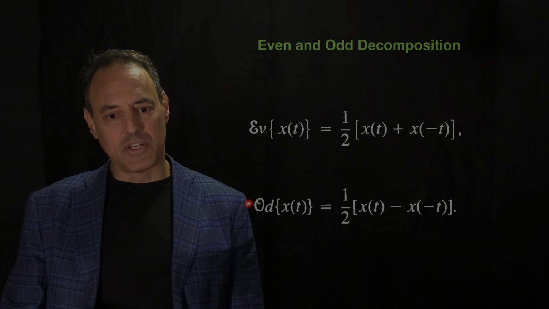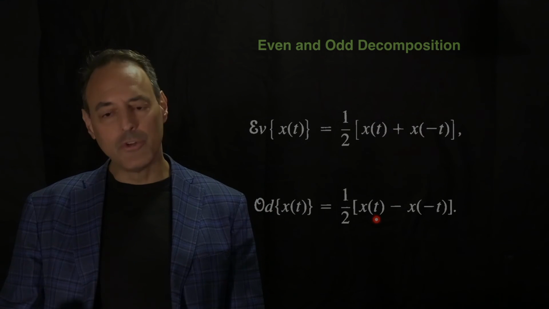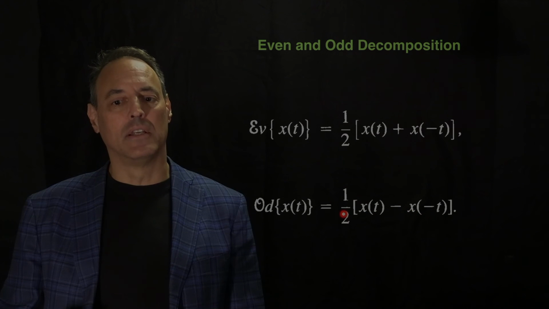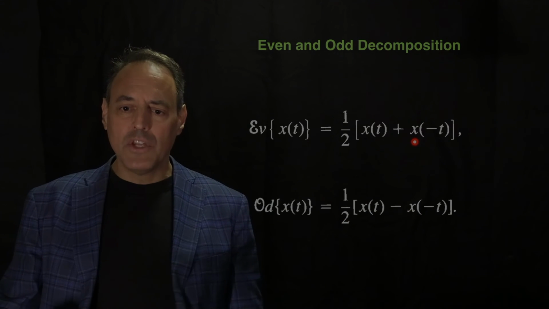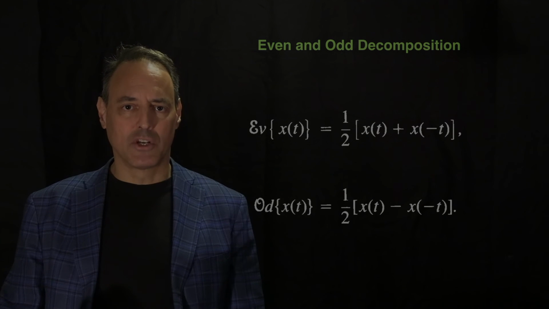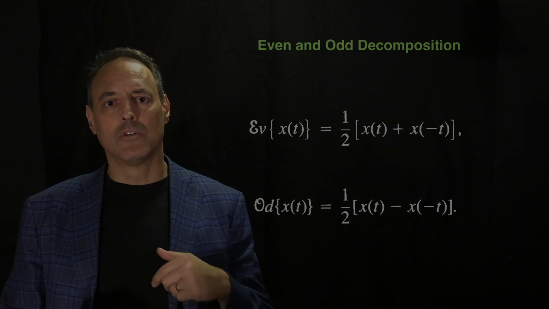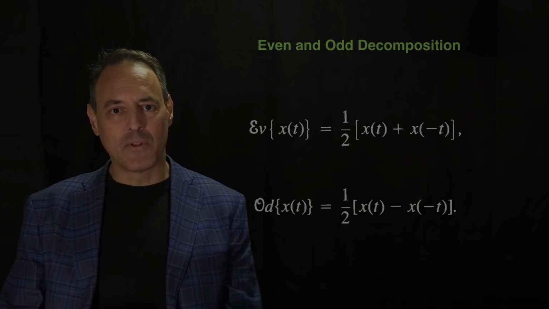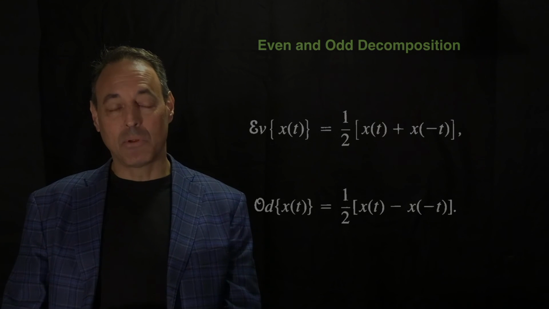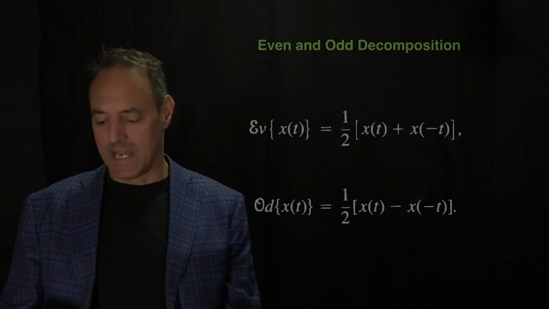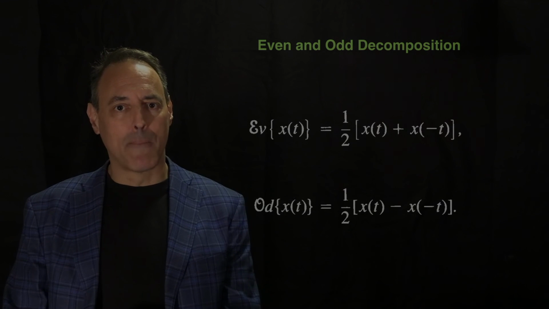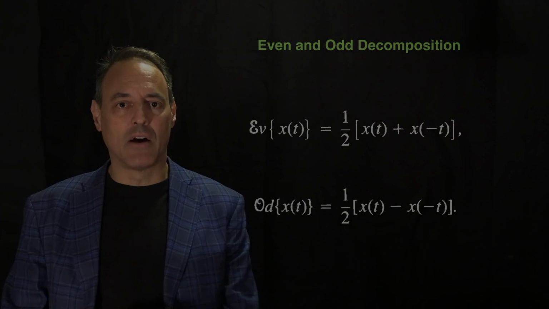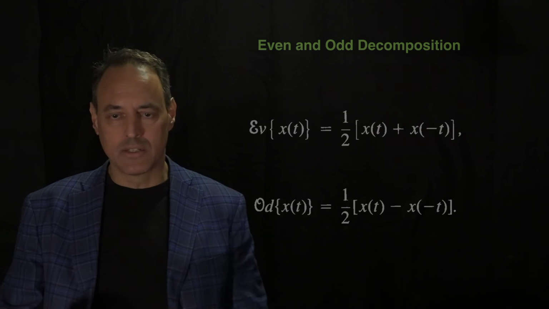If you want the odd part of the signal, which is denoted here, you take that signal and subtract x of minus t, divided by 2. And by the way, we've done this before with sines and cosines in terms of their complex representation as e to the i omega t. If you remember, cosine is e to the i omega t plus e to the minus i omega t, over 2, and a sine is e to the i omega t minus e to the minus i omega t, divided by 2i. So these formulas are ways to get out even and odd functions generically for any signal.